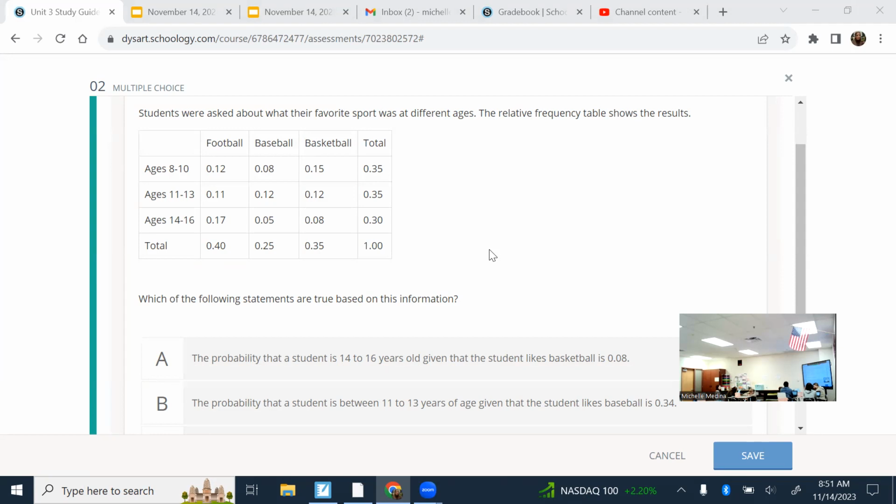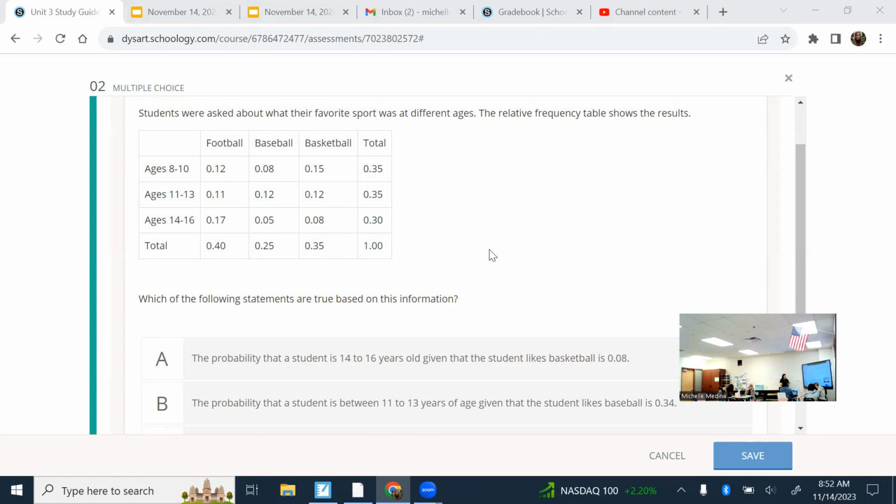When it's a relative frequency table, it's always in relation to the grand total. We don't know what the grand total is, like we don't know how many people were surveyed. So we just have to go based on the relative frequencies. But other than that, when you answer these questions, you would do it the same as if these were full numbers. Okay, so it says, which of the following statements are true based on this information?